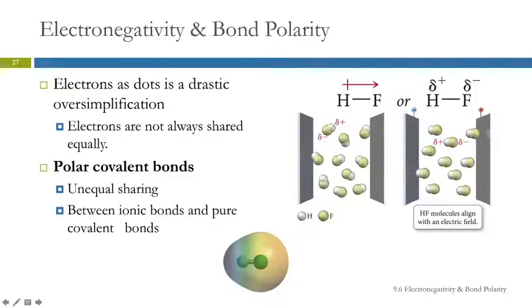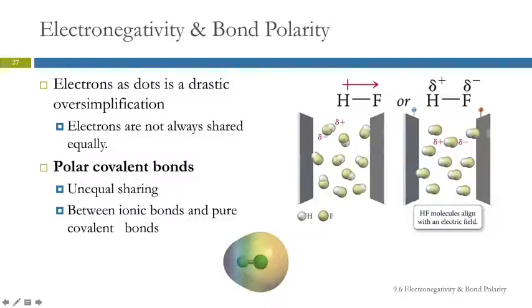Electronegativity and bond polarity. Okay, so the Lewis model, really nice and simple with the little dots, but this is a drastic oversimplification of what's going on. Still really useful, though. The truth is those electrons are not always shared equally.